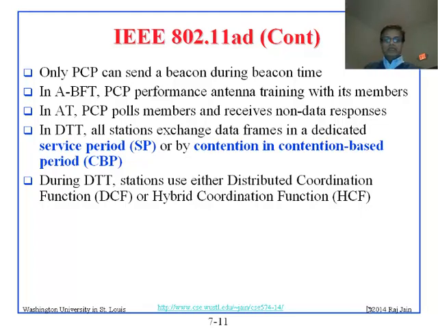So, I would change this word DTT to CBP because service period is pre-allocated. So, you can use hybrid coordination function. Yeah, sorry, okay, so DTT is fine. Basically, hybrid coordination function is pre-allocated, if you remember correctly, right? HCF was the pre-allocated part, and then DCF was the distributed coordination, the contention part. So that's why you do those things in each. So this is your HCF part, and this is your DCF part.